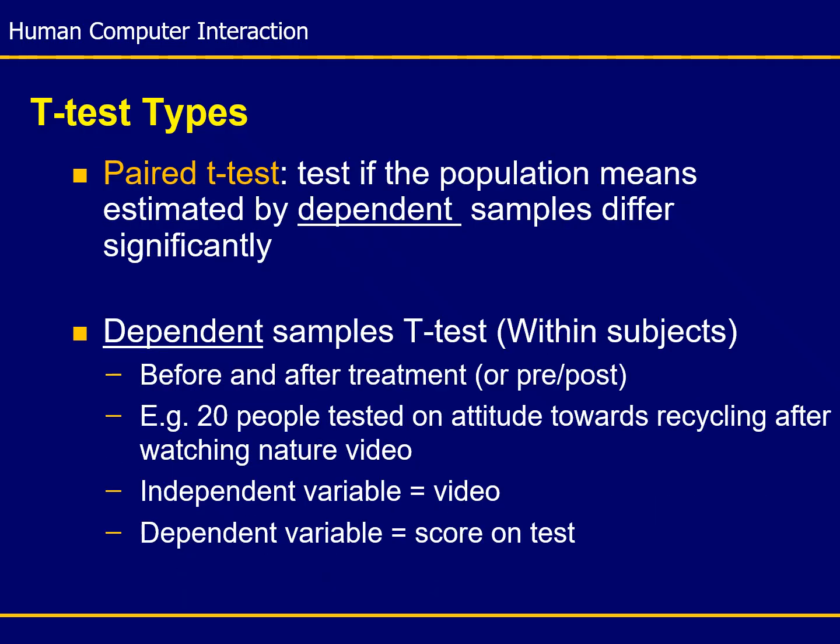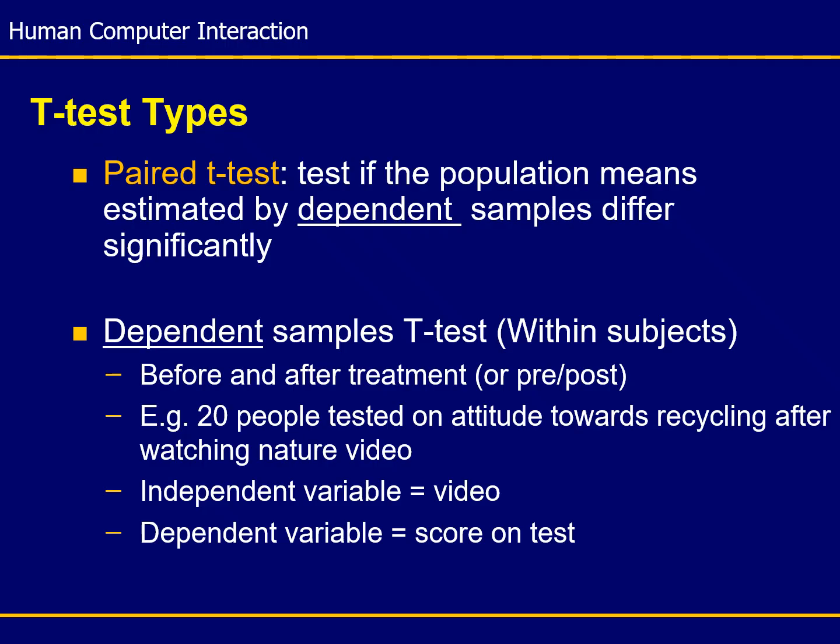Now the third type is the paired t-test, and this, as you probably guessed, is when you use the within-subjects design paradigm, where everyone in the participant group you recruit will do the whole experiment. This is what is generally called just the t-test. It tests whether the population means estimated by dependent samples differ significantly.